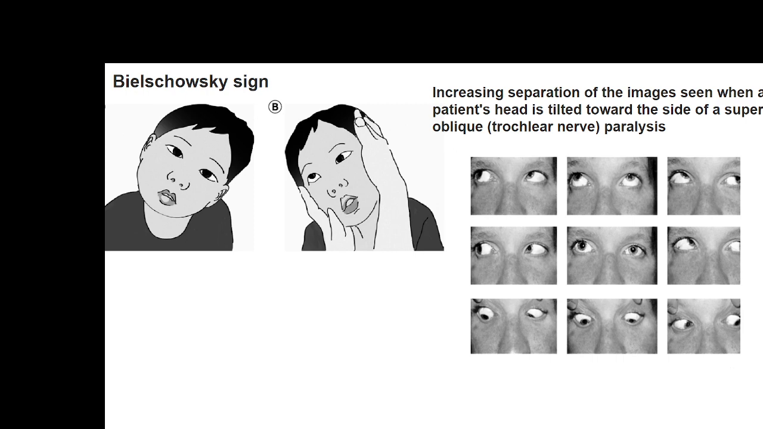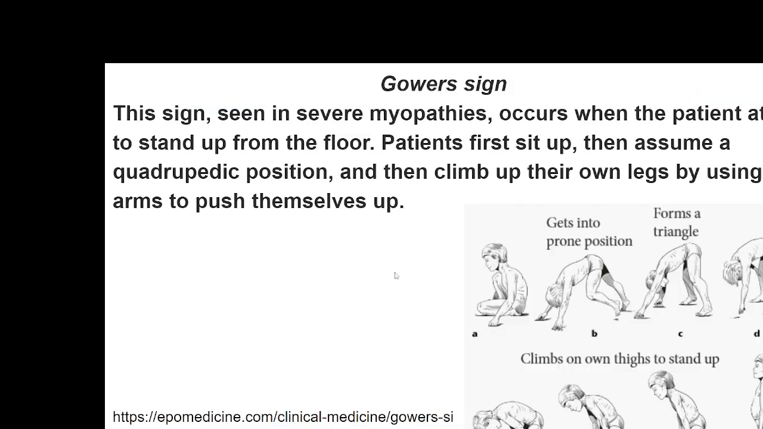Fine, okay. Now, Bielschowsky sign is where, when the patient's head is tilted as such, there would be oblique movements of the eyeball. The eyeball may move in the opposite direction, which results in diplopia. The patient will not be able to see clearly, and the eyeballs will be moving in opposite directions, which is again a sign of trochlear nerve palsy. This is another clinical sign often seen in neurological pathology.